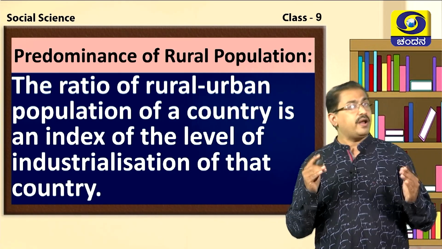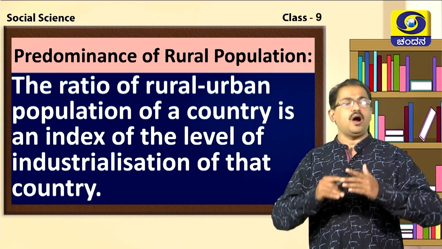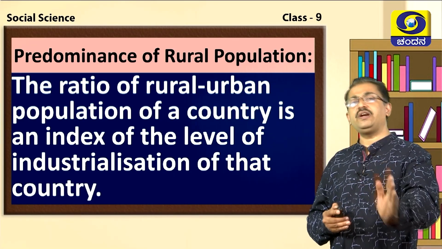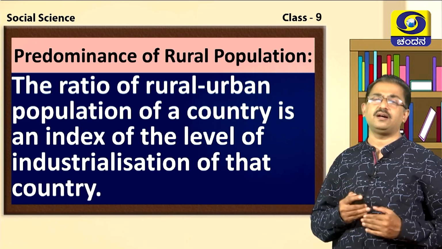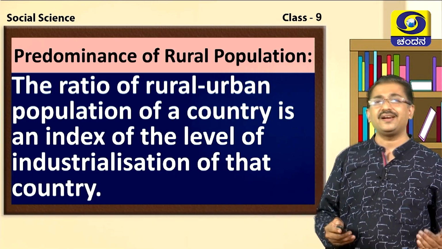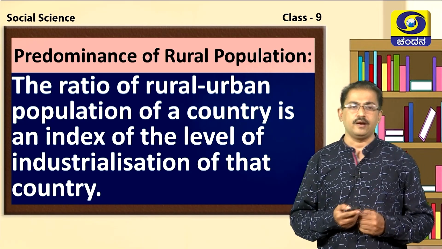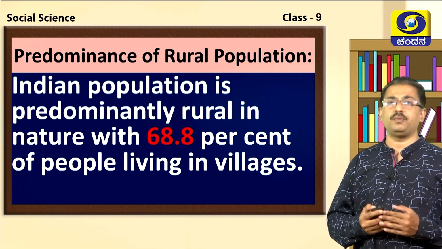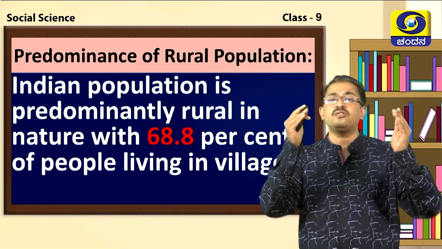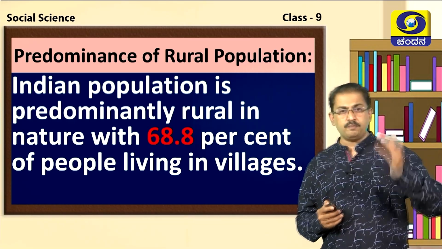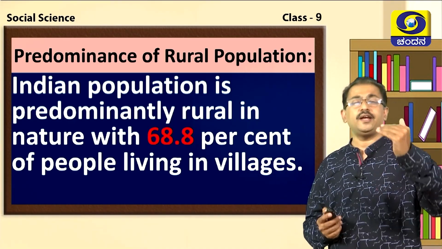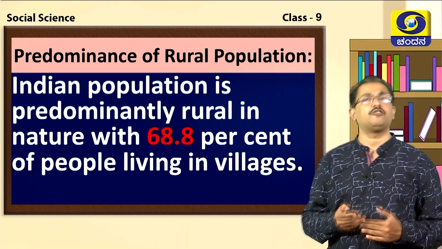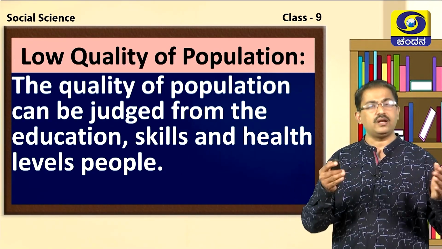Let us see the predominance of rural population. Out of this population, 65% of India's population live in rural areas and they are directly or indirectly connected to agricultural activity. Dear students, let us continue to know one more feature of India's population, that is predominance of rural population. Indian population is predominantly rural in nature, with 68.8% of people living in our rural areas.